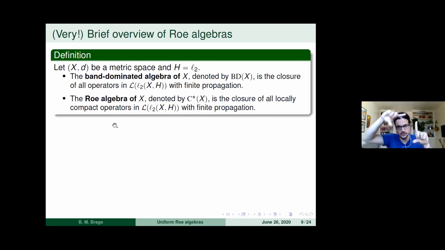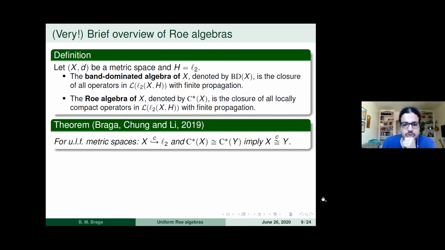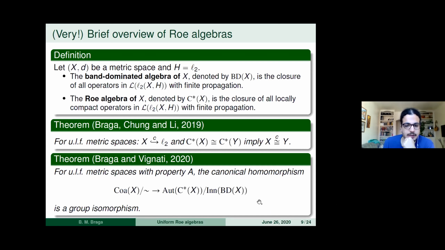So you're looking at all the X by X matrices with compact operators as entries, which have finite propagation, and you take the closure of those. The same kind of result holds. We still have that coarse embeddability would imply that an isomorphism gives us a coarse equivalence. And now you don't need to look at bijective coarse equivalence.